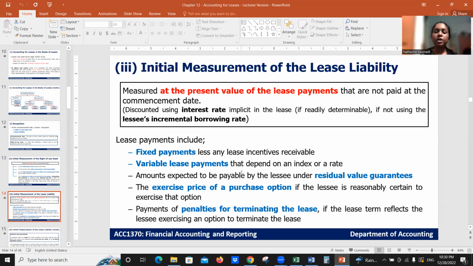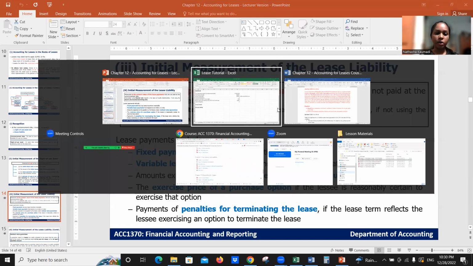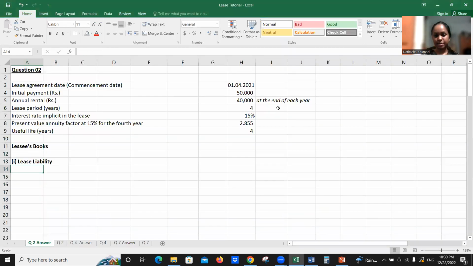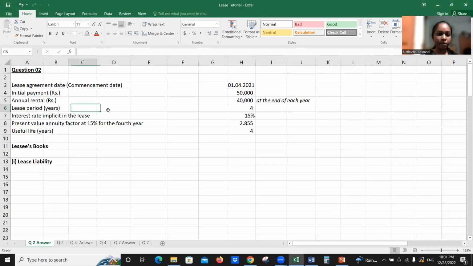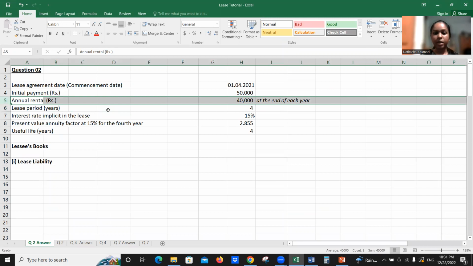Why? You need to compute the present value. You need to take the present value of the lease payments, not the rough amount of lease payments. This is how you take the lease liability. So in our question, what are the things? Do we have fixed payments? Yes. Why? We have annual rentals, 40,000 worth of annual rentals for 4 years. So that is fixed.